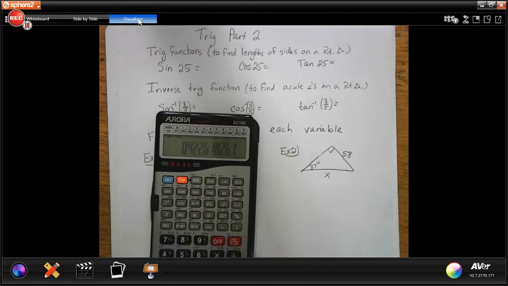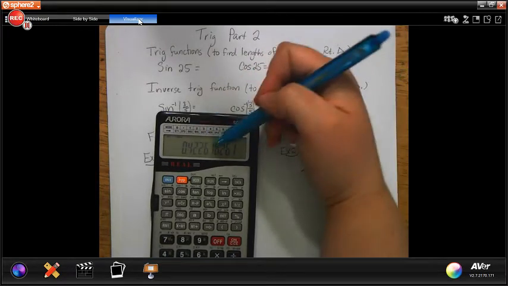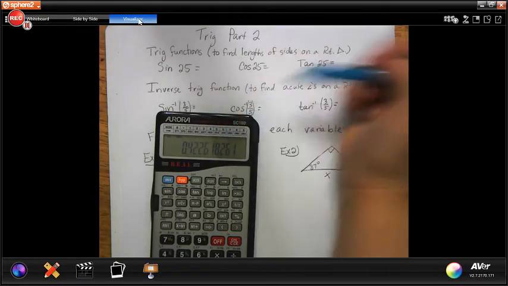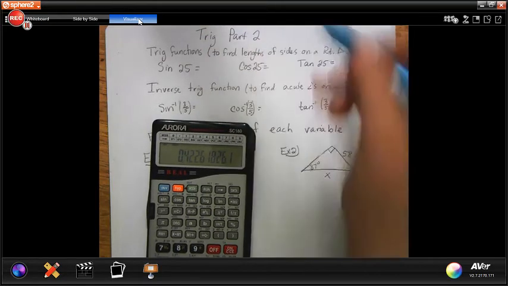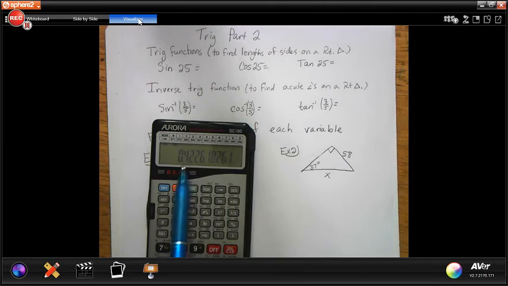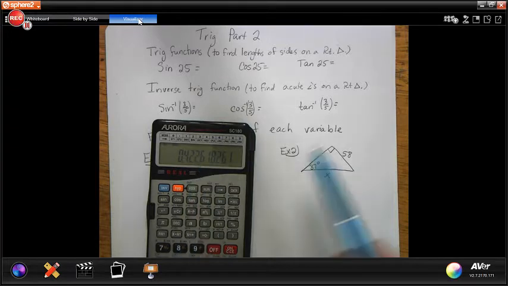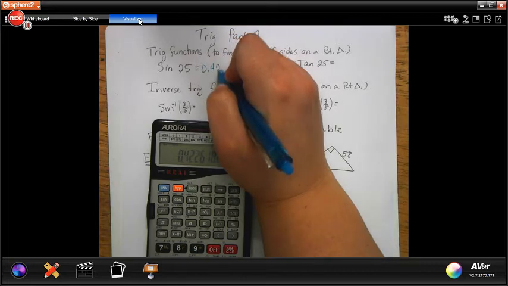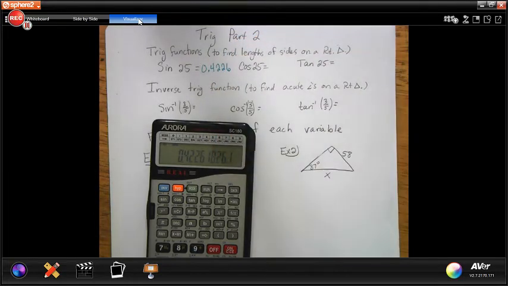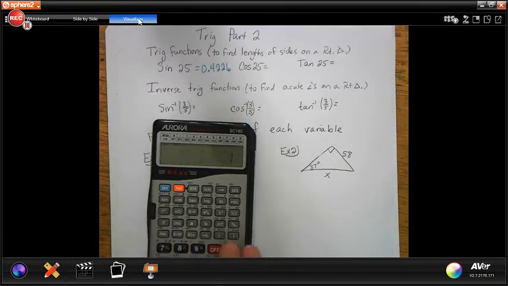I'm going to write the decimal to, I think, 4 places. On the test, I believe you're going to have to write it to 3 places. But if I look, it's 0.42261, so that's 0.4226. That 6 stays a 6, since it's closest to 6. So 0.4226, and there we go. You're going to have some problems where you just do that on the test.